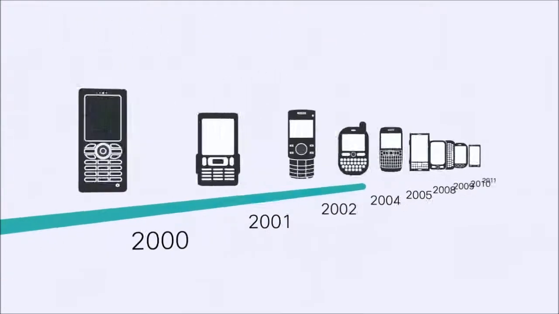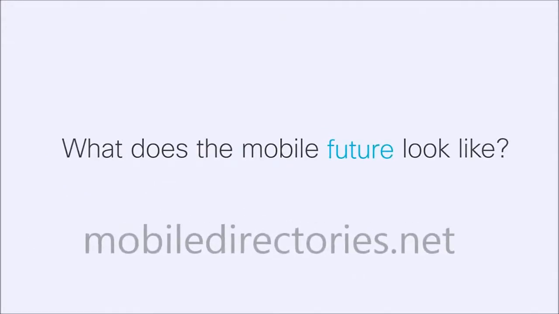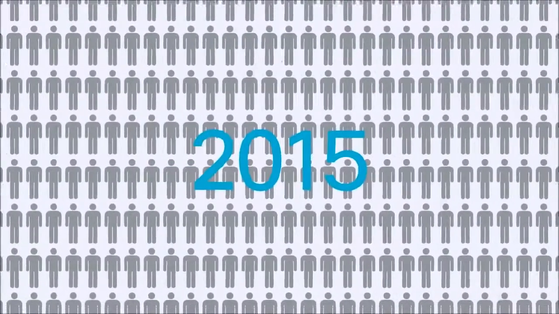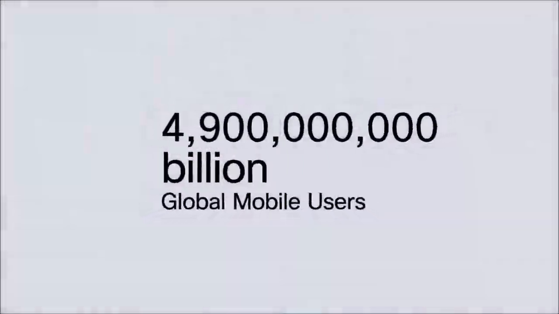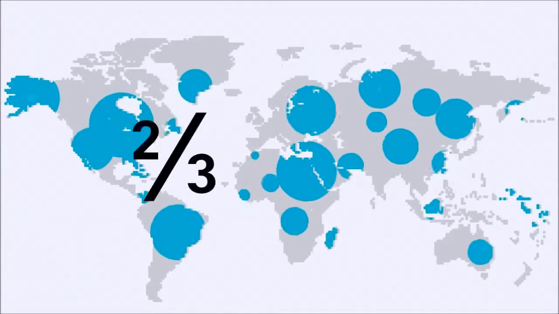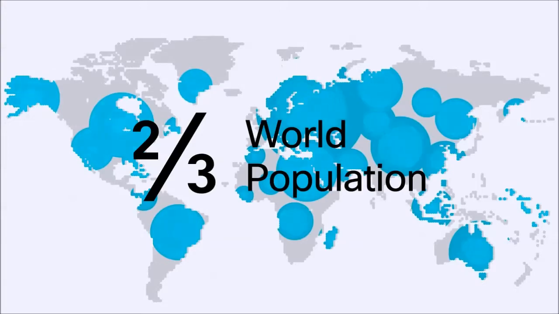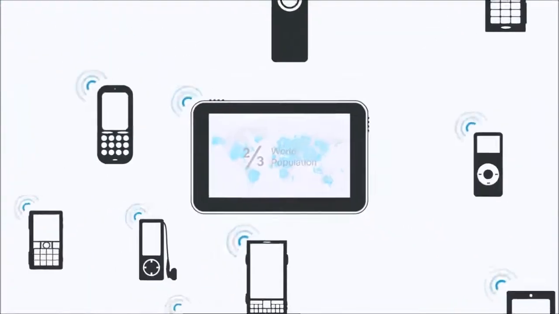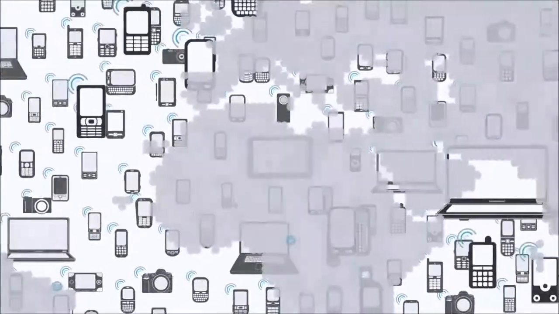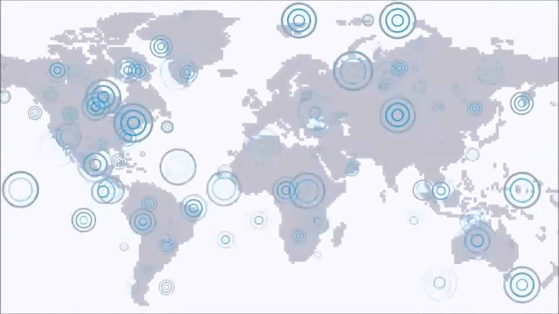Since the beginning, the market has evolved rapidly. So what does the mobile future look like? By 2015, there will be 4.9 billion global mobile users. That's over two-thirds the world's population. Connections are multiplying. By 2015, there will be a mobile connection for nearly every person on Earth.